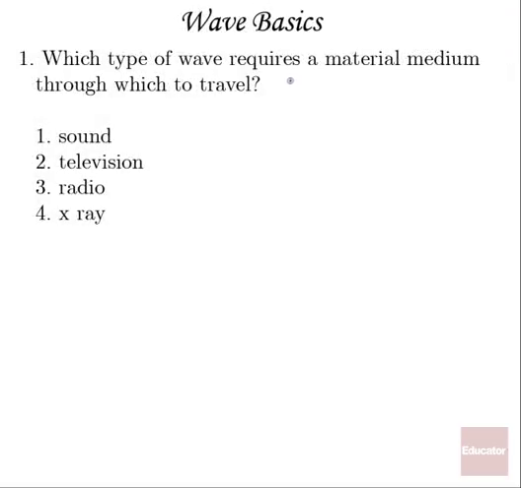Which type of wave requires a material medium through which to travel? Well, waves that require a material medium are mechanical waves, and the mechanical wave here is sound. It needs to go through air, or water, or metal. It won't travel through a vacuum. These other three are all electromagnetic waves. They'll travel through a vacuum. They don't need a medium.